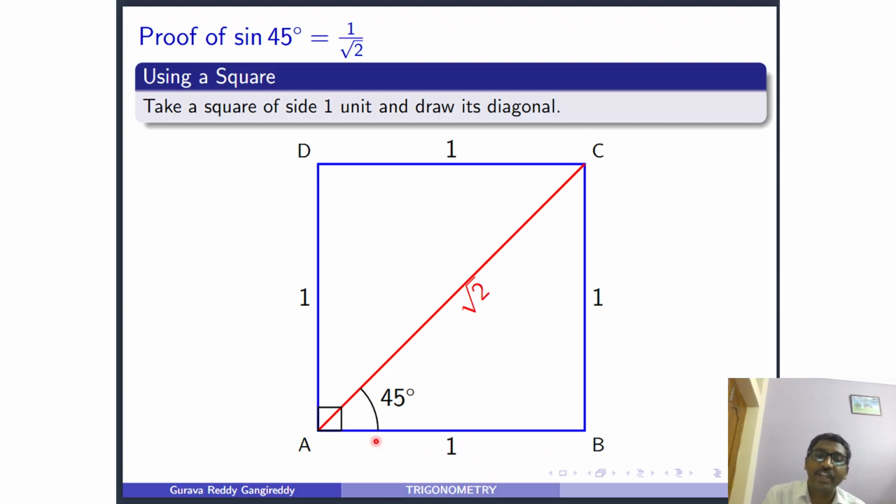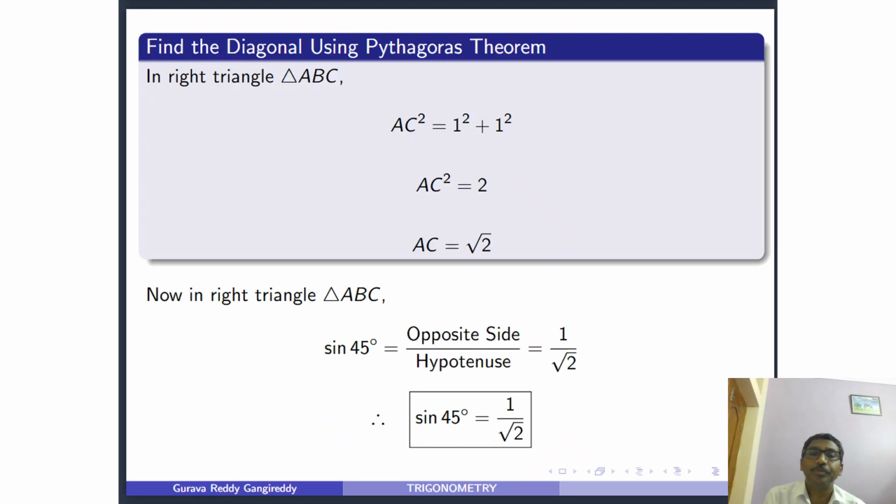Here this is 45 degrees, this is also 45 degrees, and this is 90 degrees. Here 90 degrees, here 45, and then here also 45. Okay, so I need to find sin 45, right? This is the triangle I am going to use. ABC triangle I use. Here 90 degrees. So sin 45 is equal to opposite by hypotenuse. So 1 by root 2 I will get.